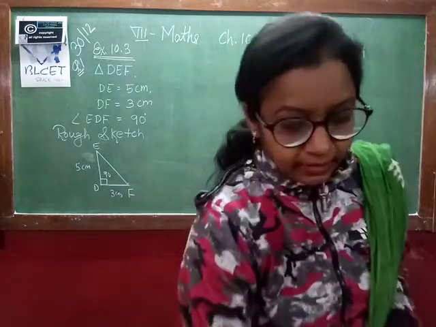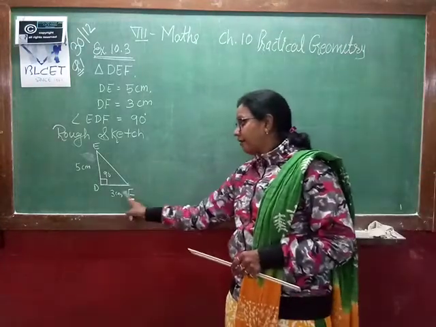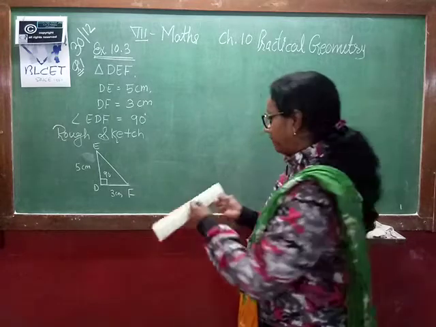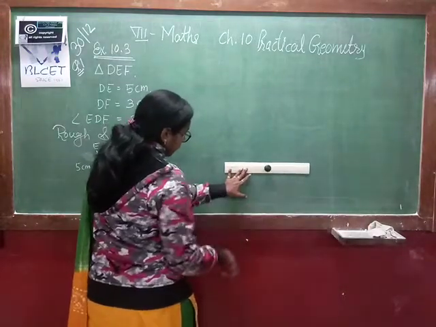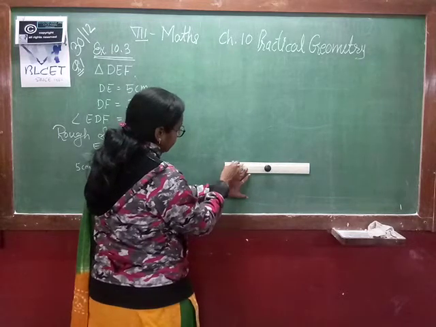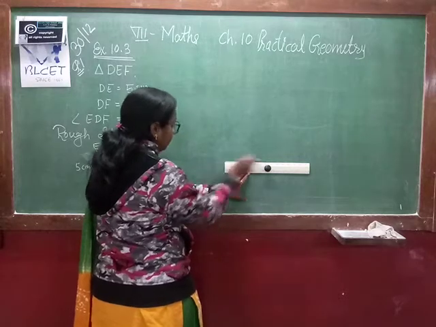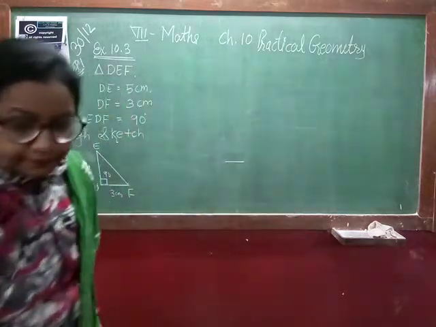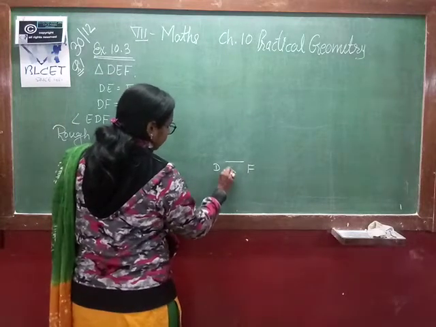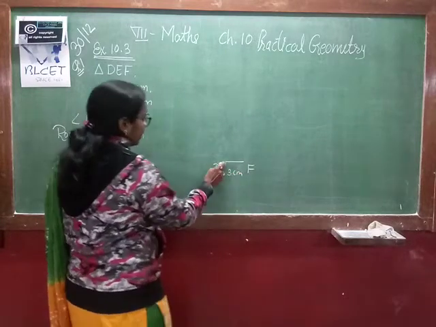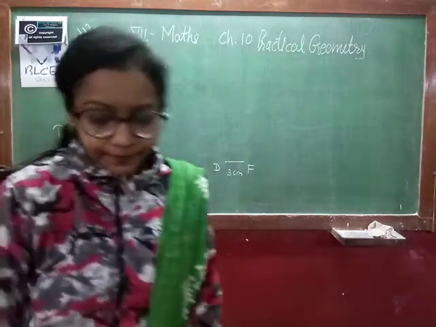So let's start. First we will draw DF of 3 cm. So this is 0, 1, 2, 3. This is my DF of 3 cm. Now at D I have to draw a 90 degree angle. How will you draw this?